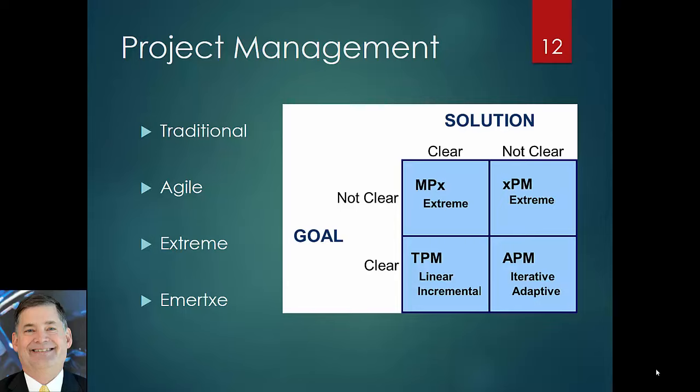Agile is where you've got a clear goal, but the solution is not clear. How you reach that goal is not clear. So in that case, you're going to go through either iterative or adaptive approaches to truly determine what the solution is that will allow you to reach that goal.